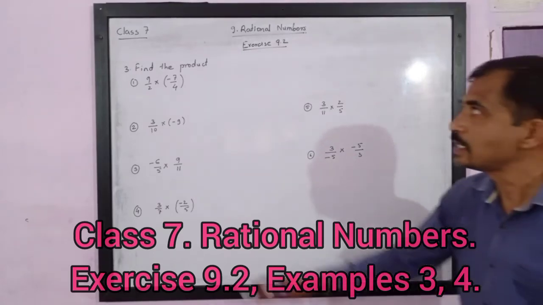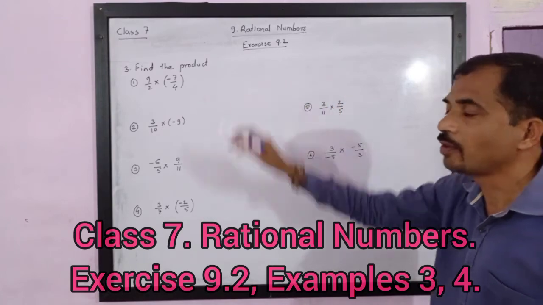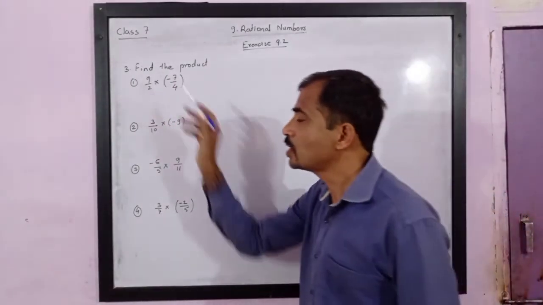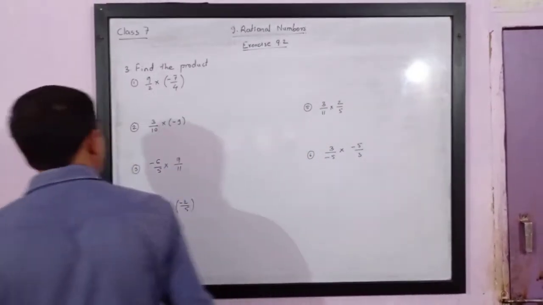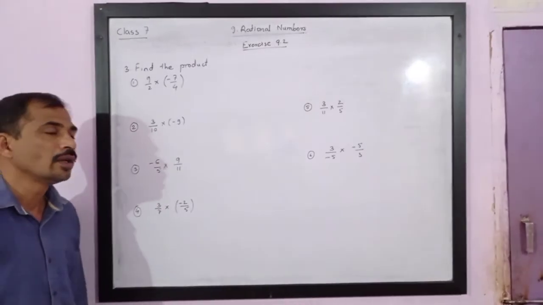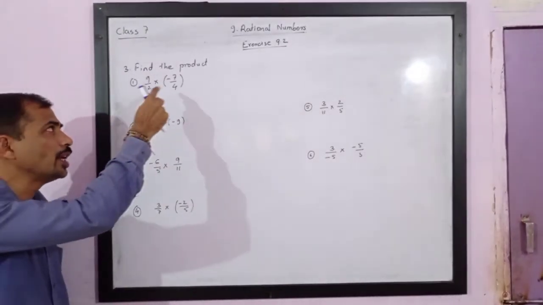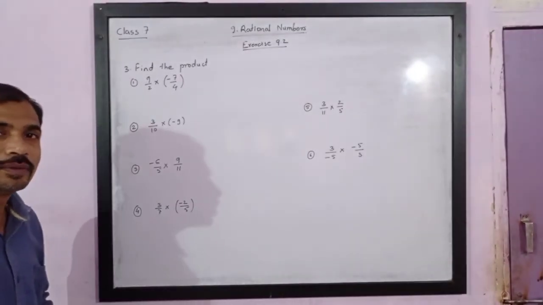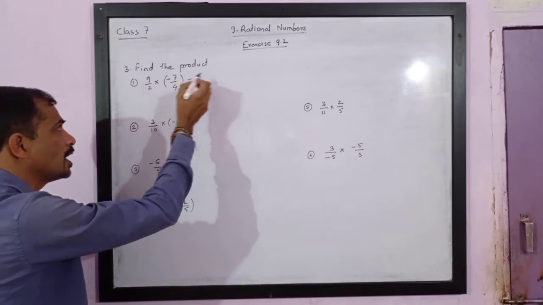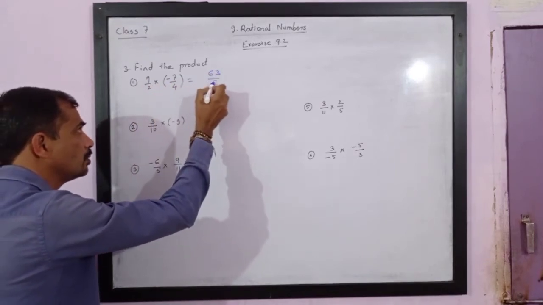Dear friends, in class 7 we are studying 9th chapter rational numbers, and in exercise 9.2 we have third question. Find the product of. First is 9 upon 2 multiplied by minus 7 upon 4. We have already studied, when we take the product of the rational numbers, we multiply numerator to the numerator and denominator to the denominator. So this is equal to 9 sevens are 63 and 4 twos are 8.